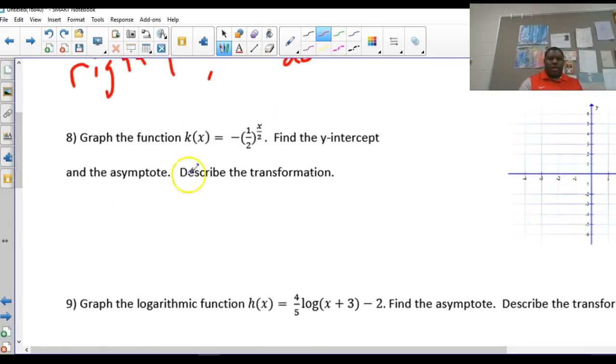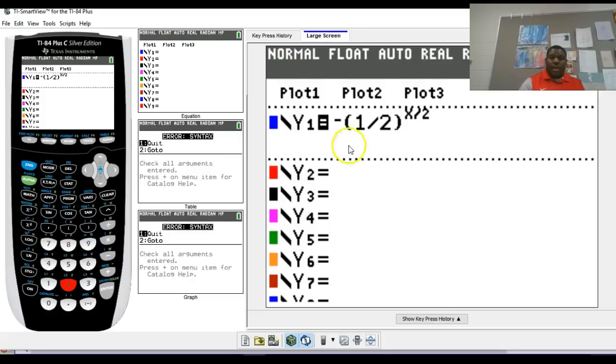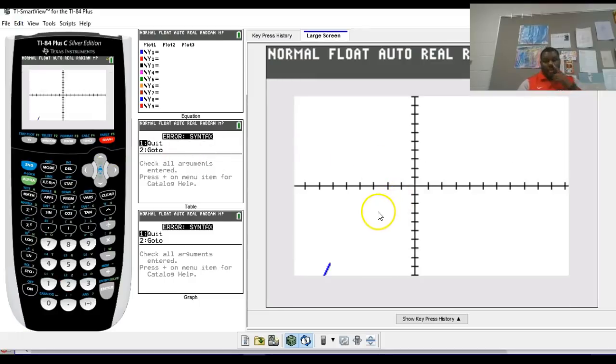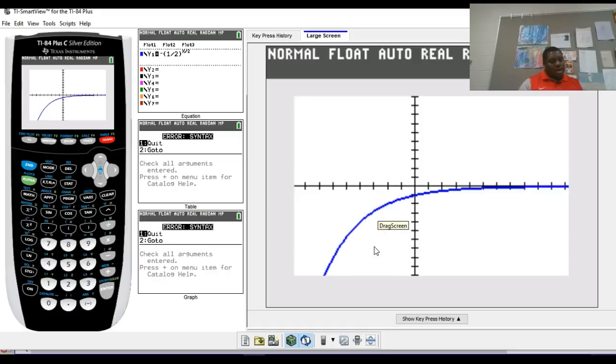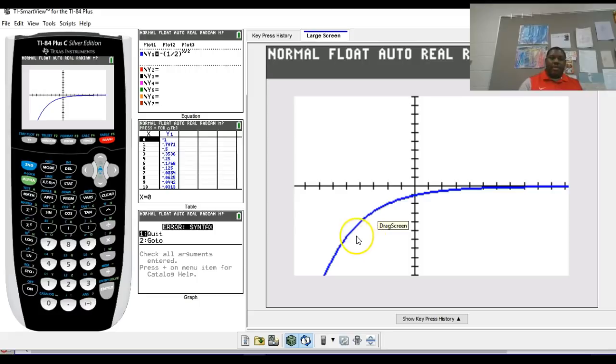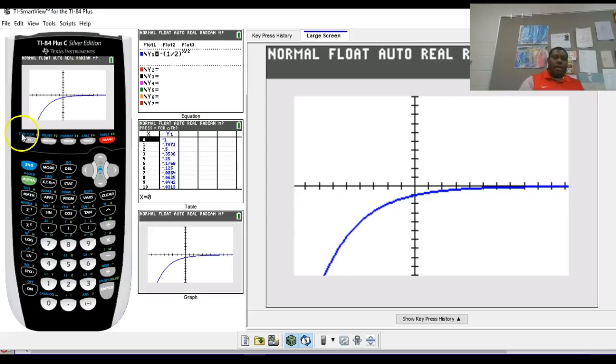For this graph here, it says find the y-intercept and the asymptote. Well, here we go. Let's use our calculator again. Give me a second. Let me graph it. All right, so I entered this into our calculator, guys. Now hit graph. Let's see what it does. All right, there's our graph, -1/2 raised to the x halves. Now, when we look back, what did it ask for? The y-intercept. There's our y-intercept right there.